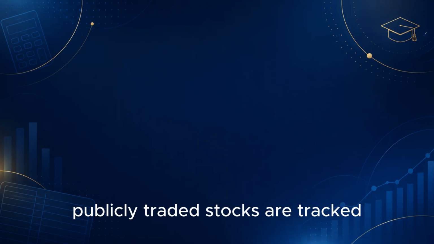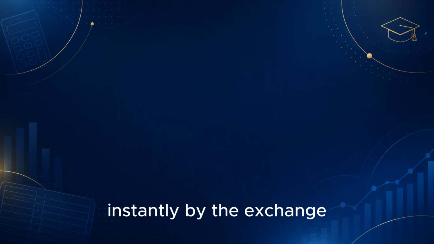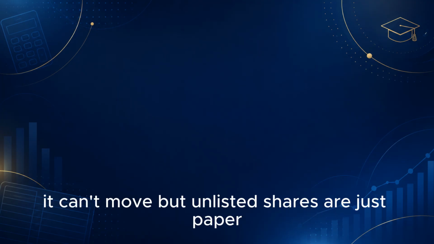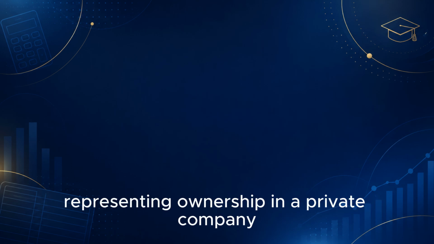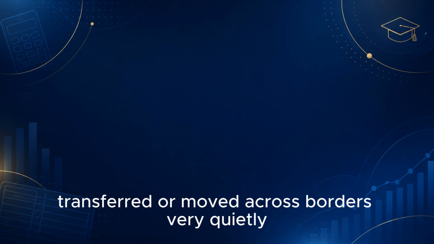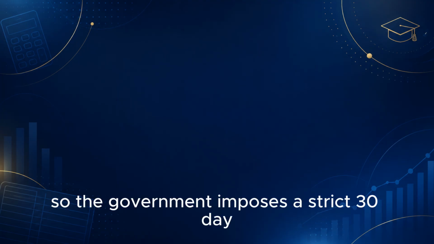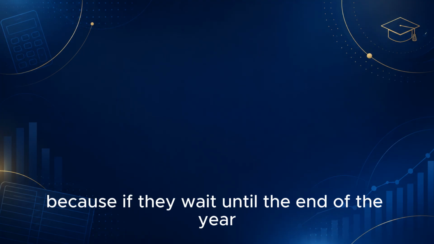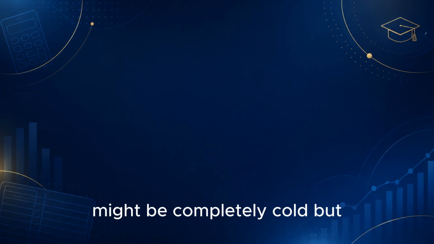Well, because publicly traded stocks are tracked instantly by the exchange, and real estate is anchored to the ground. It can't move. But unlisted shares are just paper representing ownership in a private company. They're intangible, so they're easy to hide. Exactly. They can be sold, transferred, or moved across borders very quietly. So the government imposes a strict 30-day transactional filing deadline, because if they wait until the end of the year, the trail of that private transaction might be completely cold.